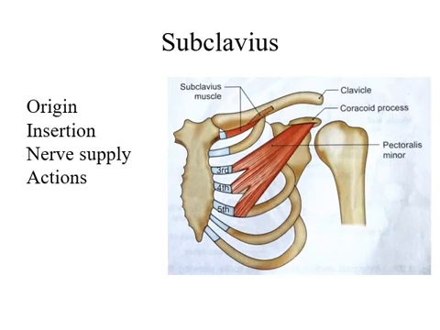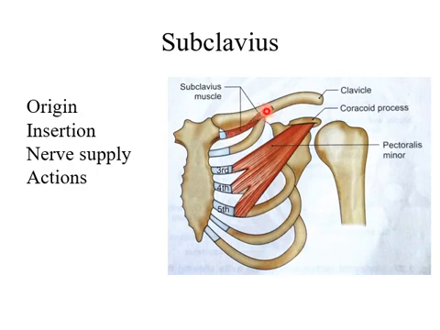The next muscle is subclavius. This is the subclavius. It is a very small muscle. The subclavius muscle arises from the first rib. This is the first rib, and it arises from the first rib close to the costochondral joint, and it is inserted on the inferior surface of the clavicle.